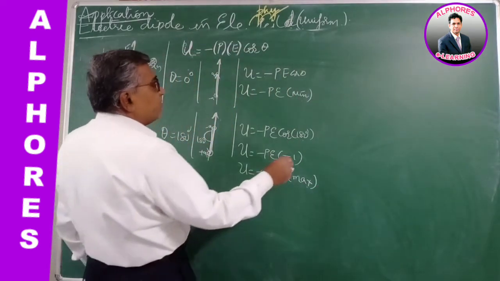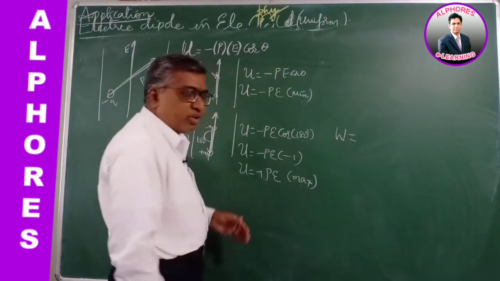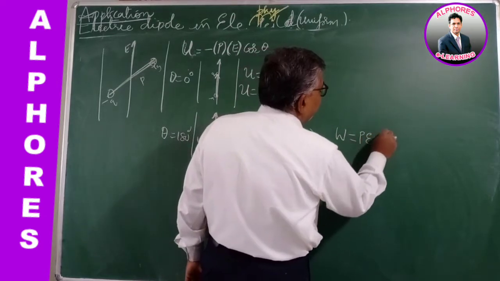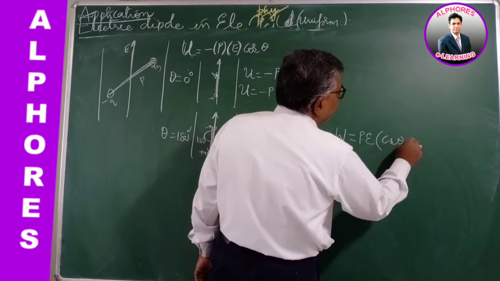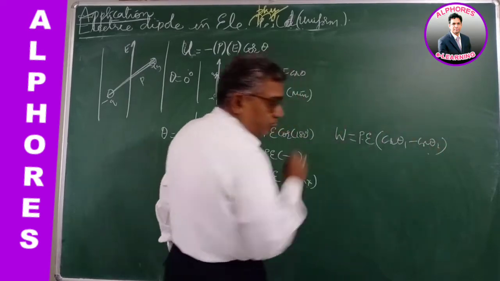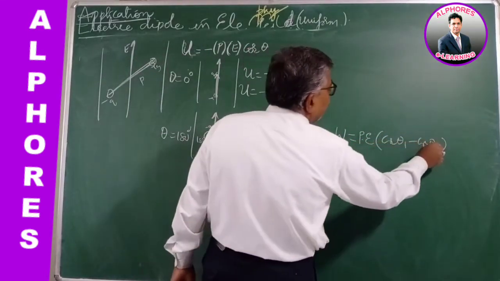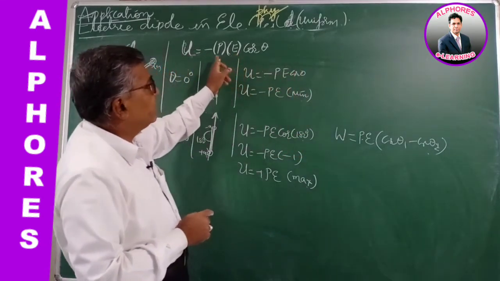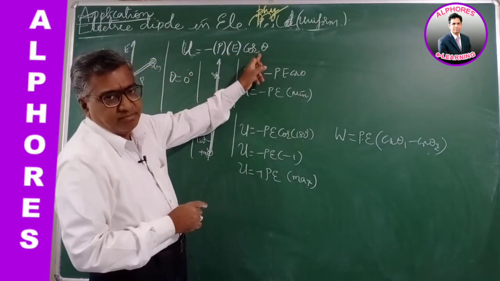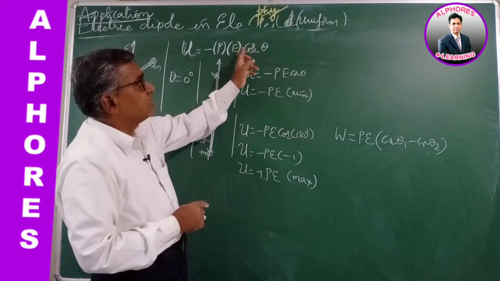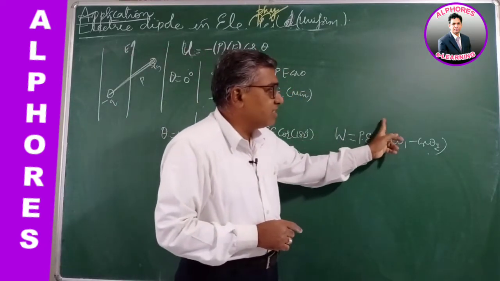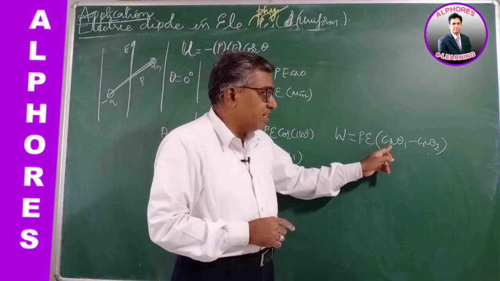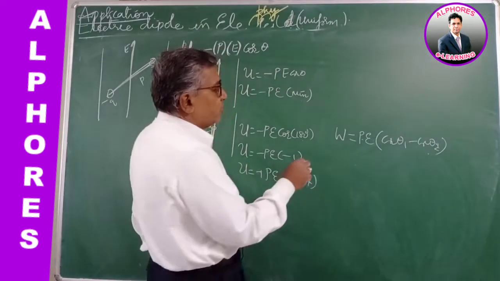Work done W is equal to final potential energy minus initial potential energy. Using the potential energy formula, minus PE cos theta, the final potential energy is minus PE cos theta 2, minus of minus PE cos theta 1. So we get W equals PE times cos theta 1 minus cos theta 2.